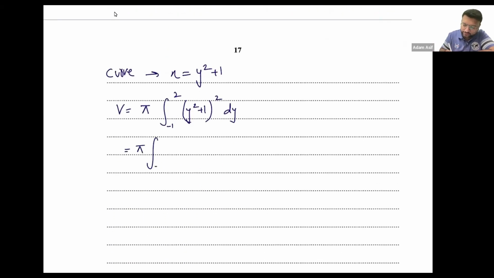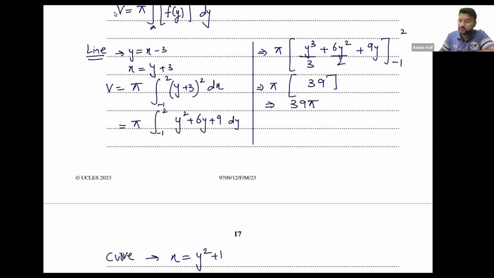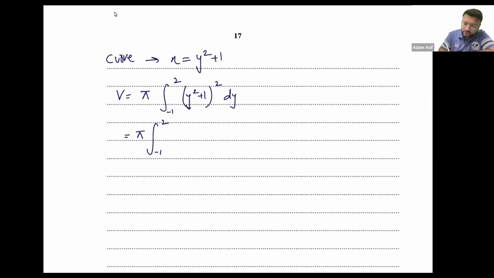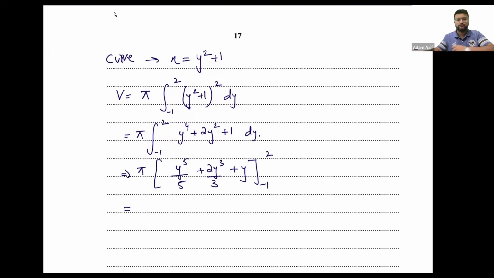वो y में इंटीग्रेट हो रहा है, हर चीज y के साथ इंटीग्रेट हो रही है. Now you expand this. This is going to be y to the power 4 plus 2y squared plus 1, dy. Integral of y to the power 4 is y to the power 5 upon 5, plus 2y cubed upon 3, plus y. Apply the limits and give me the answer.